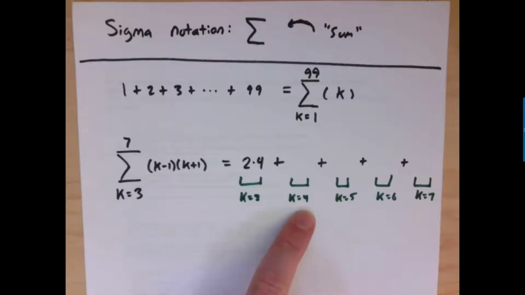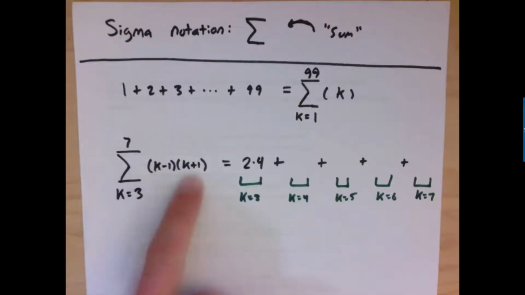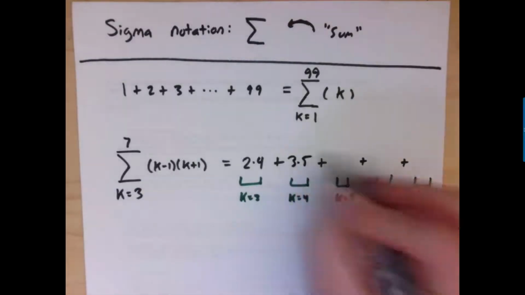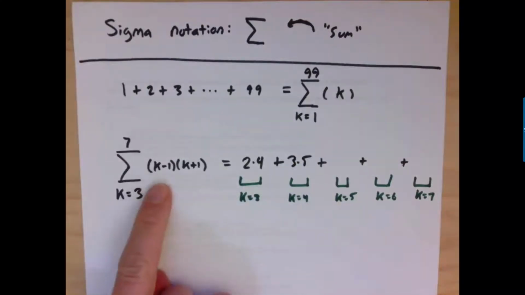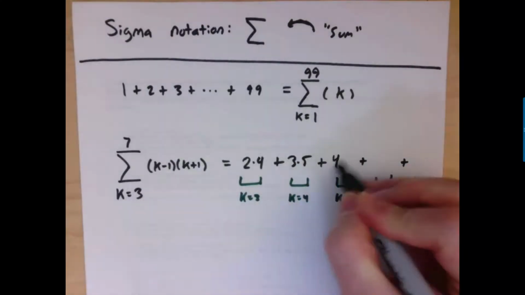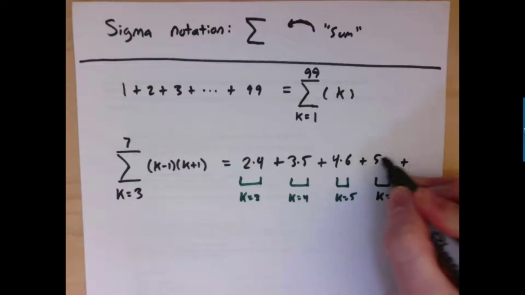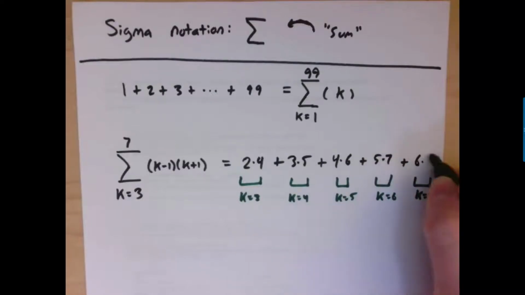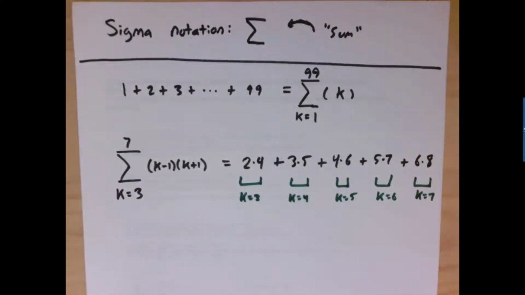All right, so when k is 4, that's going to be 3 times 5. When k is 5, that's going to be 4 times 6, and then 5 times 7, and then 6 times 8. And so that's my sum. So you can see that this is like a very flexible notation. You can write a lot of different sums down this way.